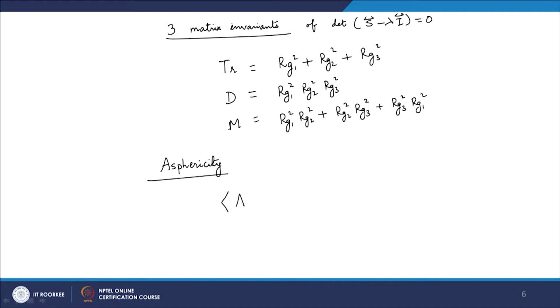as A equal to trace square minus 3m divided by trace square. Okay. So before we go into what this A means, let us first derive what the trace square minus 3m is, and then see what the expression of A is actually.